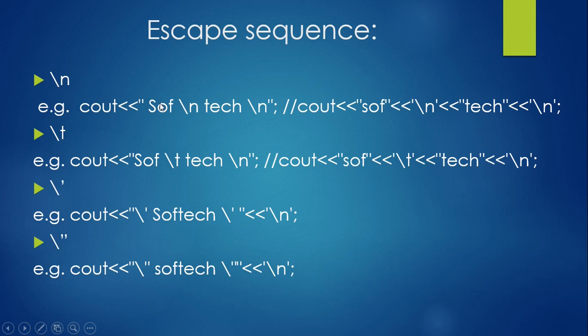So let's talk about \t. \t is going to print our second text 5 spaces after our first text. Let's see the example: cout, sof, then \t, tech, then \n. \t here is going to print our sof and tech, and there are 5 spaces between these two words. You can write it like that: cout, sof, \t separately, tech separately, and \n for the next line, as we have discussed earlier.